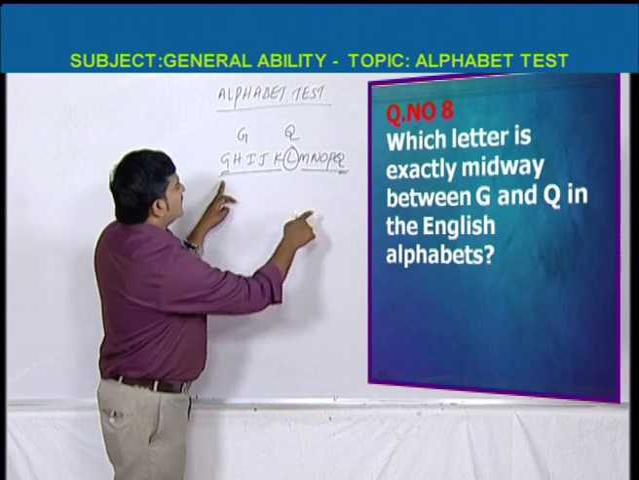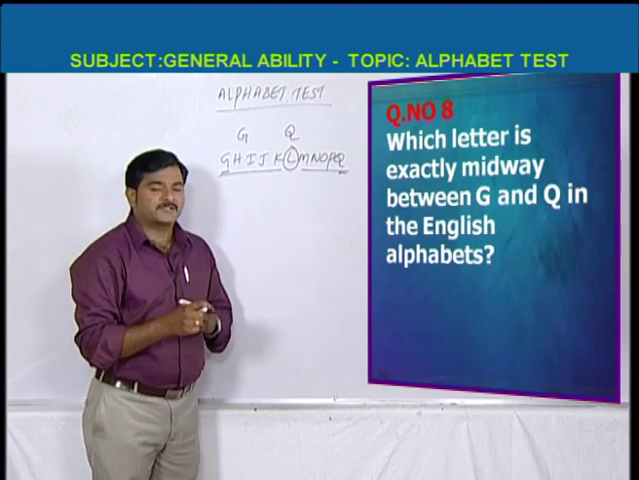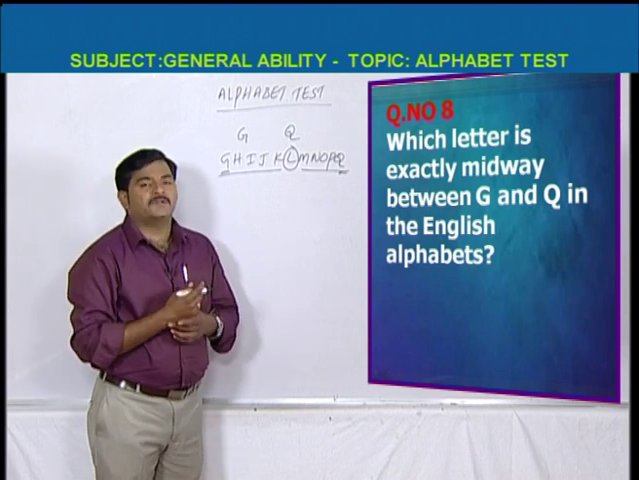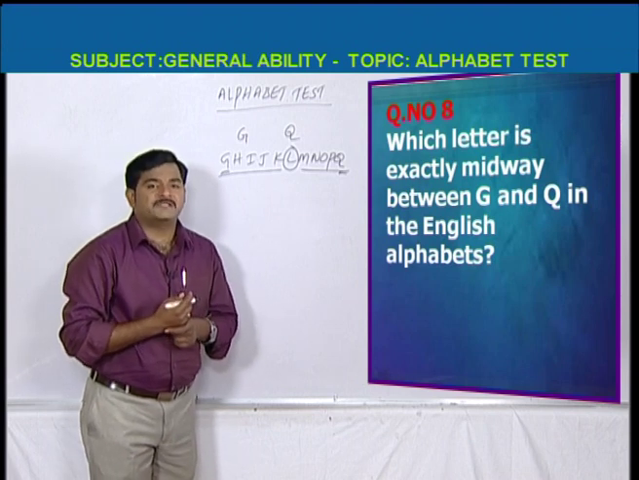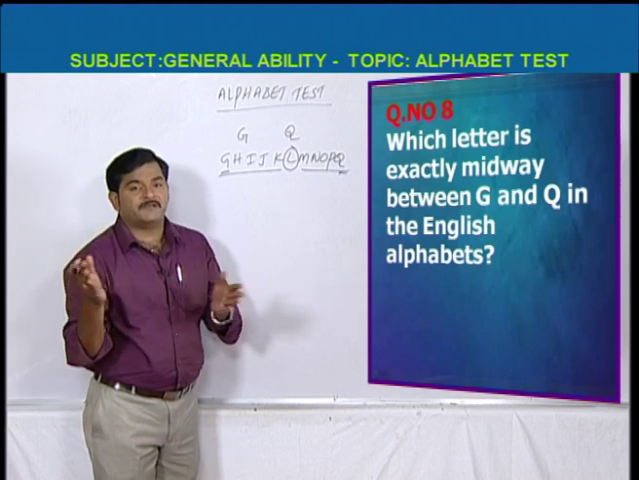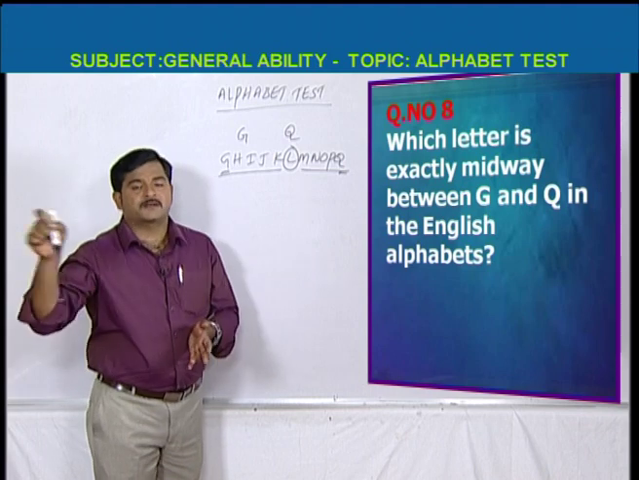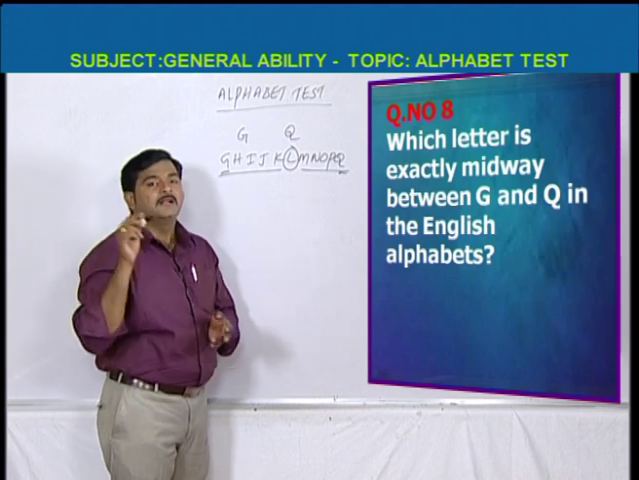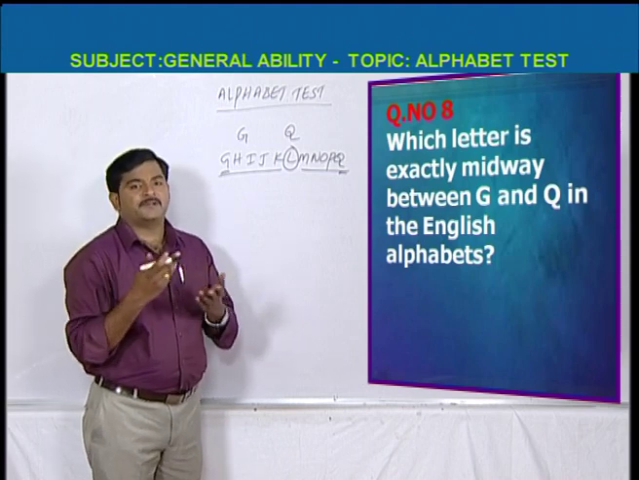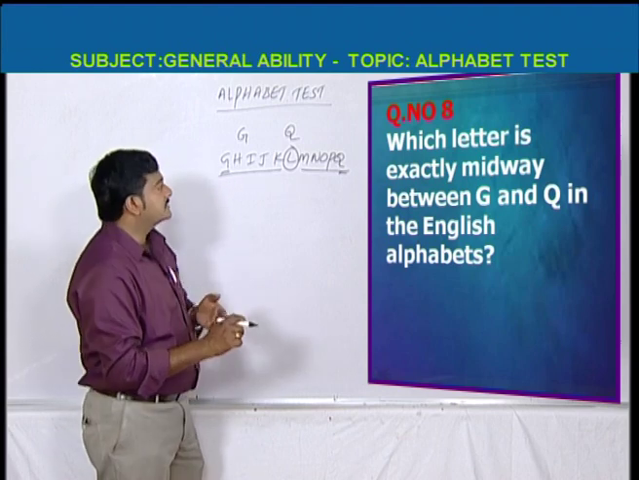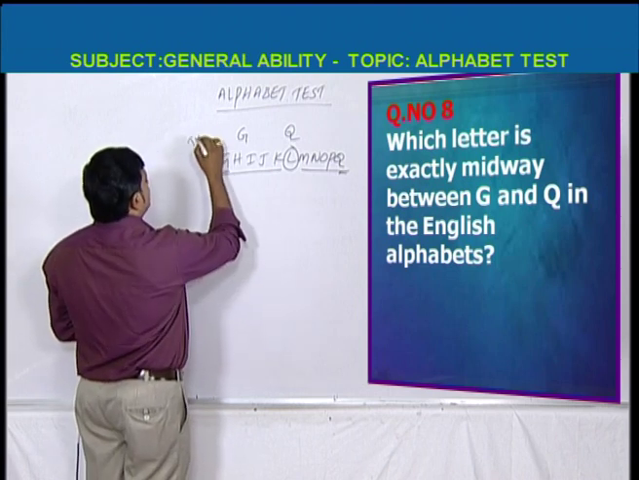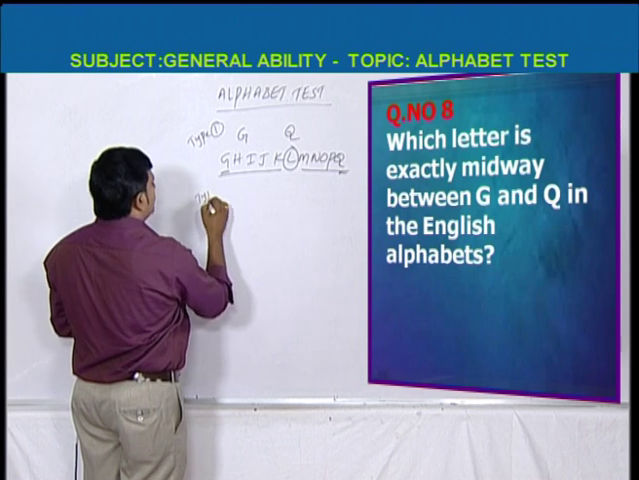If you observe here, in between G and Q we get only a few letters. That's why by writing all the letters, we can exactly find the middle letter between G and Q. Sometimes he may mention the question like this: which letter is exactly midway between the letters, for example, B and Y? In between B and Y, many letters are there. Writing all the letters and finding the middle letter may work, but it is time-consuming. So to avoid that, we will follow some other procedure. Let's say this was type 1, and we will now discuss type 2.